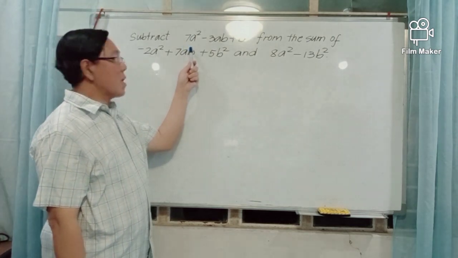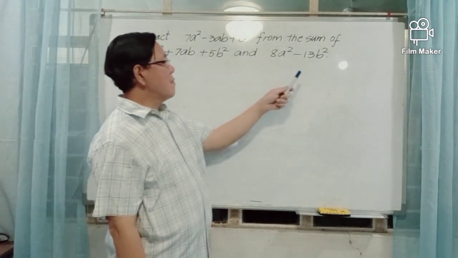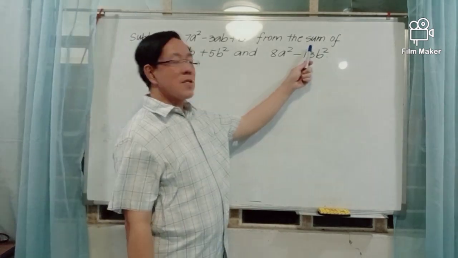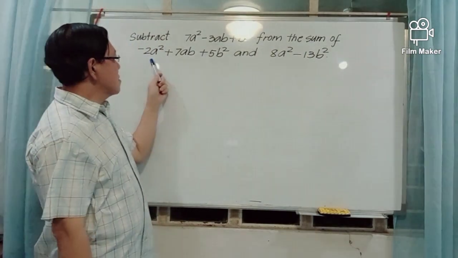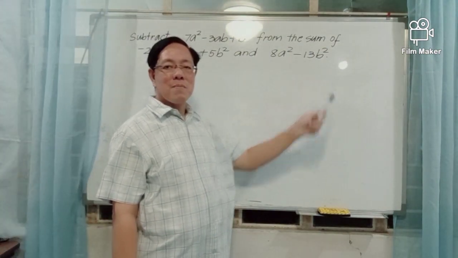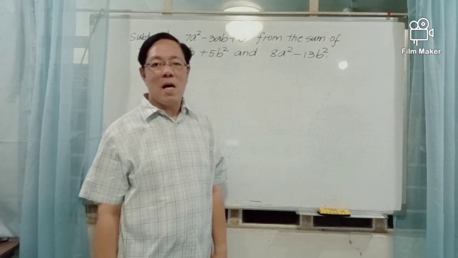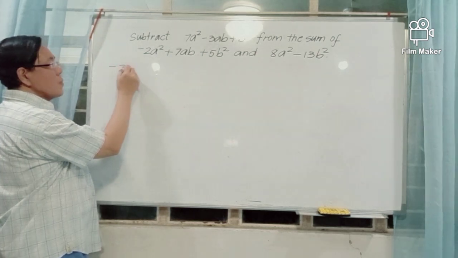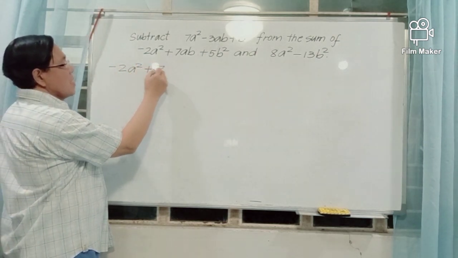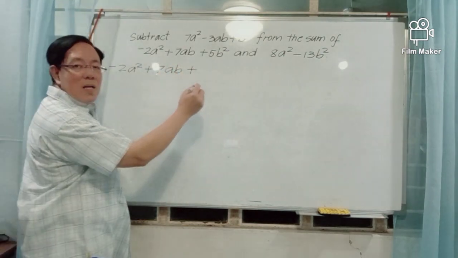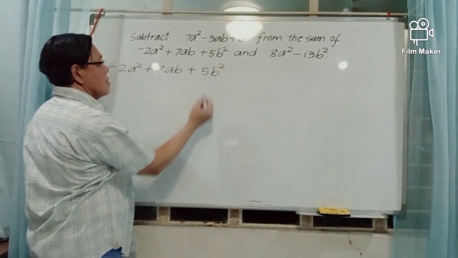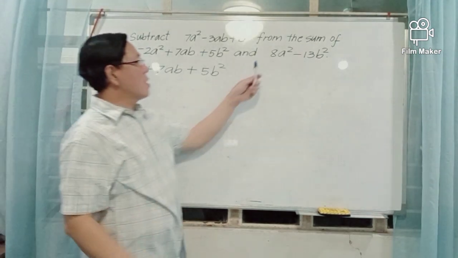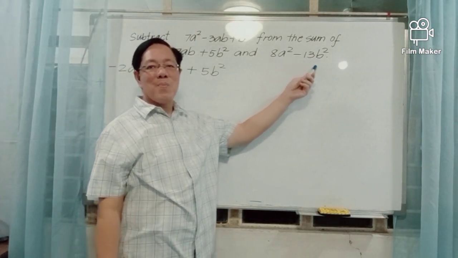To be able to subtract this algebraic expression from the sum of these last two given algebraic expressions, we must first obtain the sum of this trinomial and this binomial. And I will use first the vertical addition. We get the sum of negative 2a squared plus 7ab plus 5b squared. To this trinomial, we add this algebraic expression, which is a binomial.